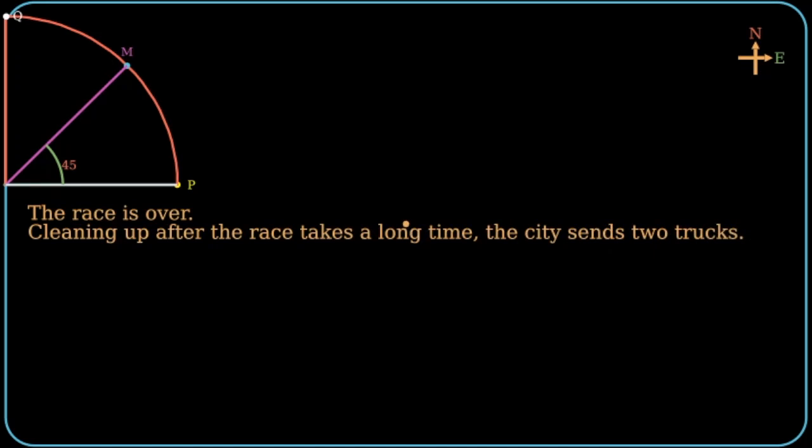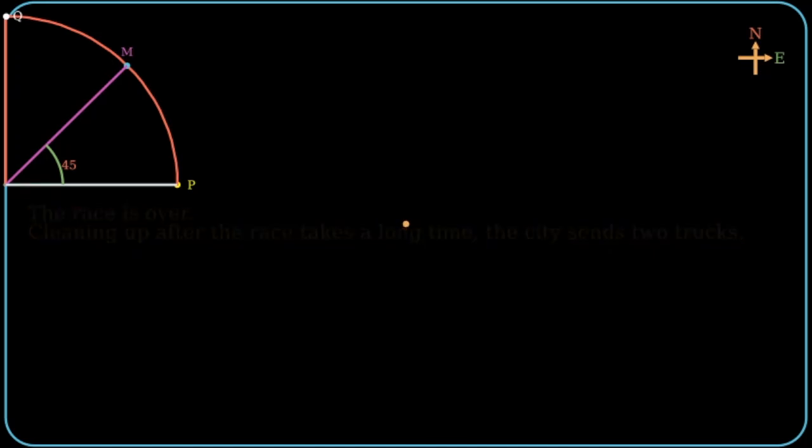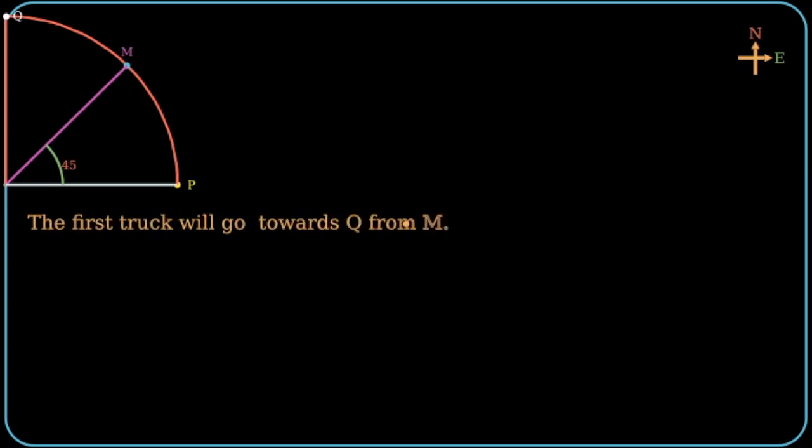The race is over, and cleaning up after the race takes a long time. The city sends two trucks. The first truck will go from M to Q. The second truck will go from M to P.